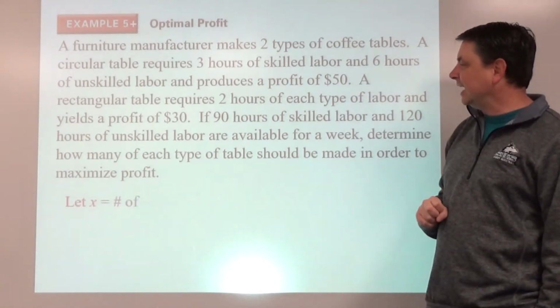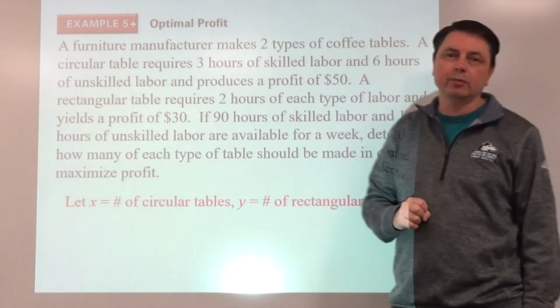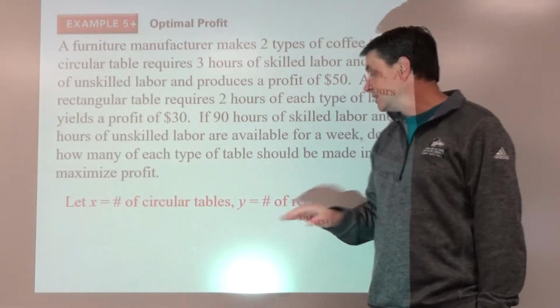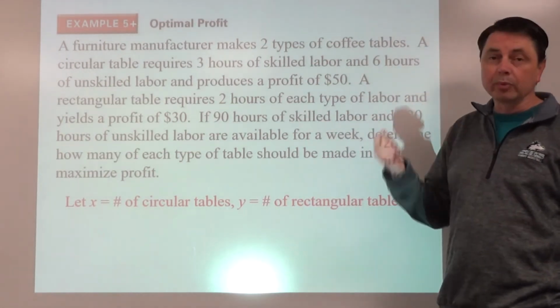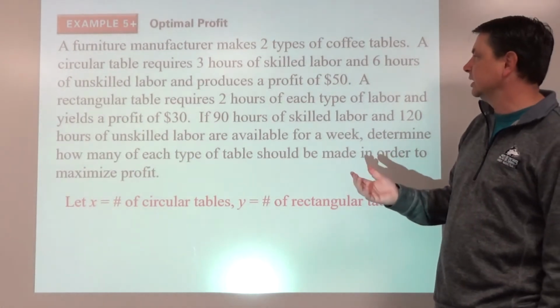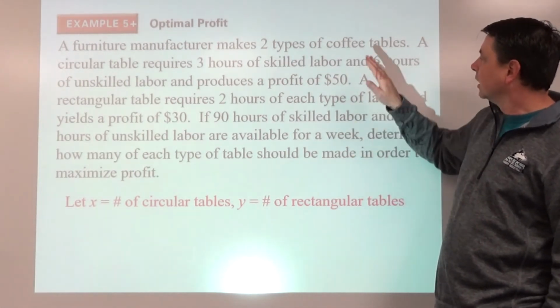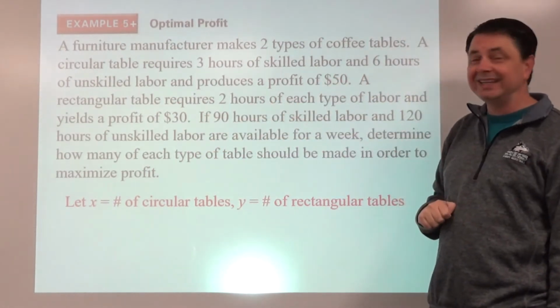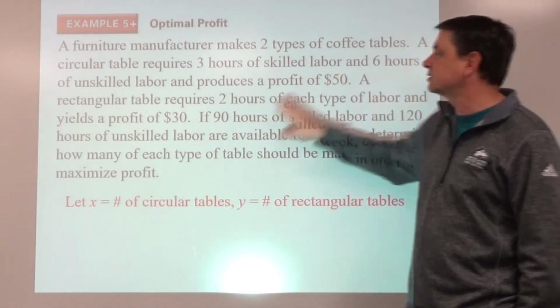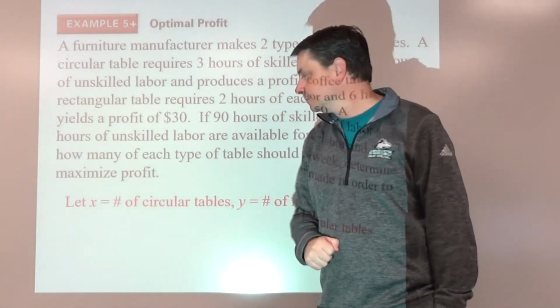So let's say X is the number of circular tables that we're going to make, and Y is going to be the number of rectangular. Okay, so first of all, our profit function, that one's pretty easy. 50 and 30, so our profit function, P is equal to 50 times X plus 30 times Y.